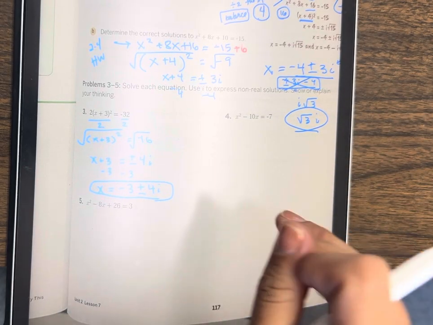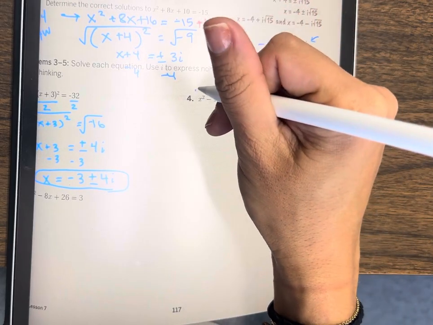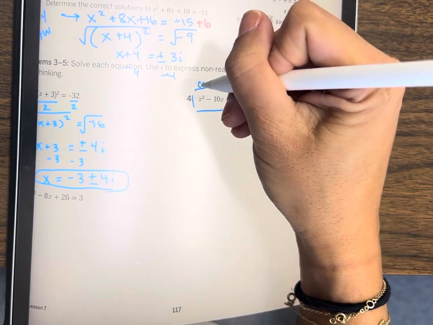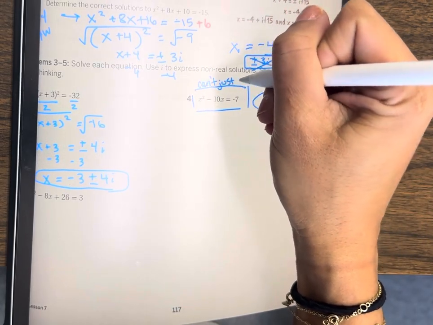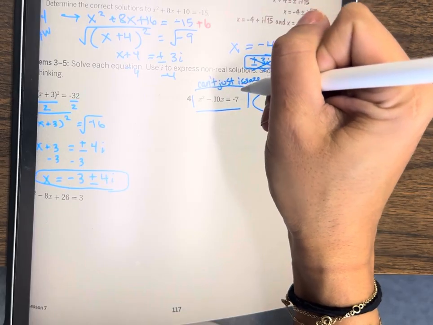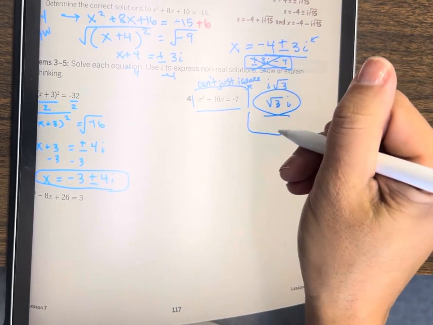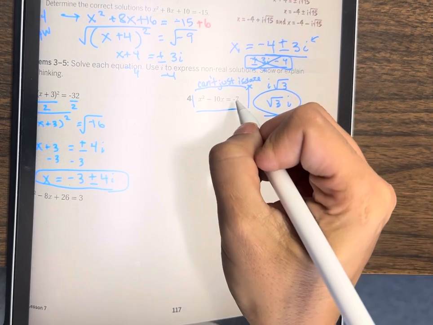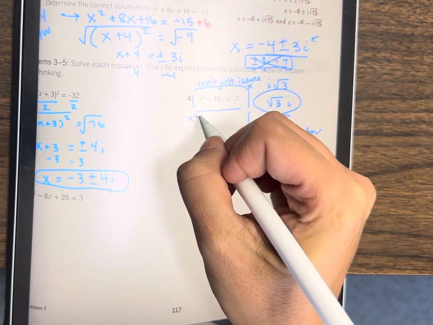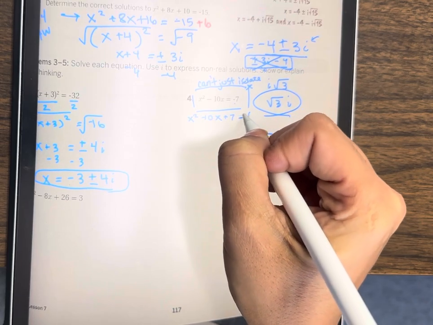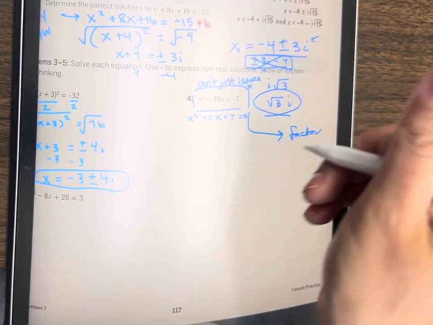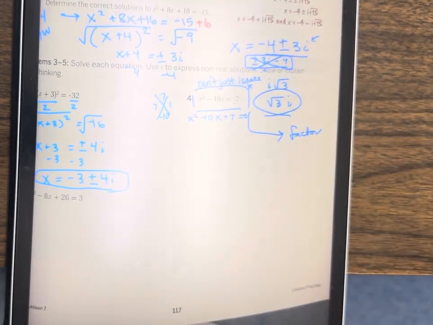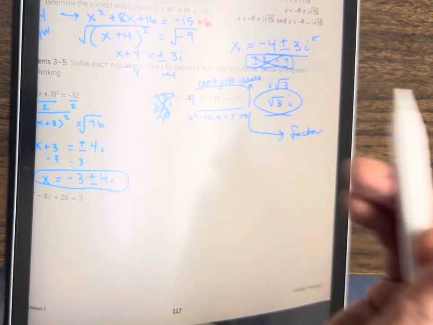Over here, okay, you guys, this is a trinomial. You can't really isolate x. We've got 2 options. You could try to factor it, but not everything factors, you guys. If I add the 7 to this side, nothing multiplies to make 7 and adds to make negative 10, because the only things that multiply to make 7 are 7 and 1, and they don't make 10. So this is a failed mission.